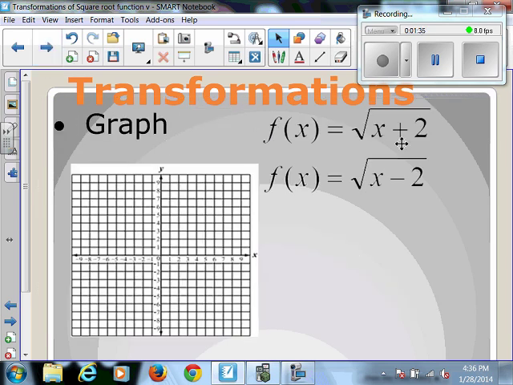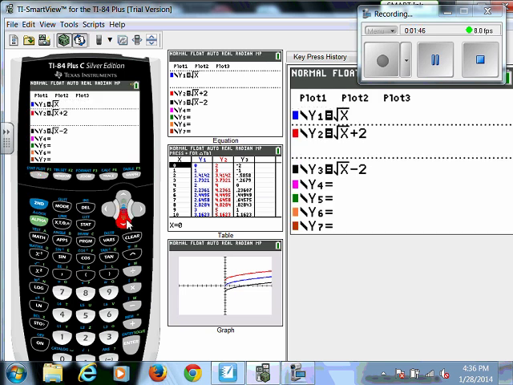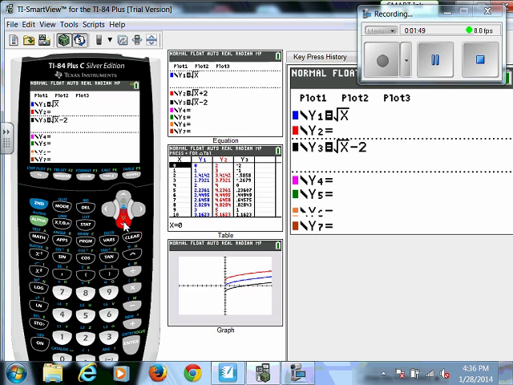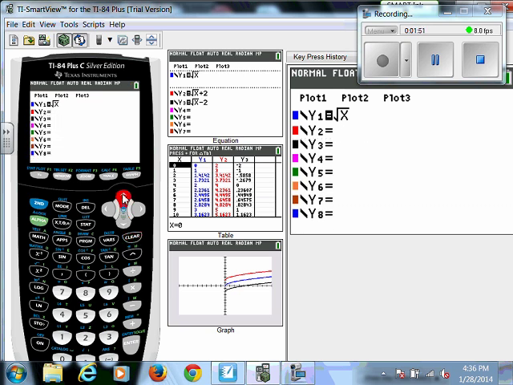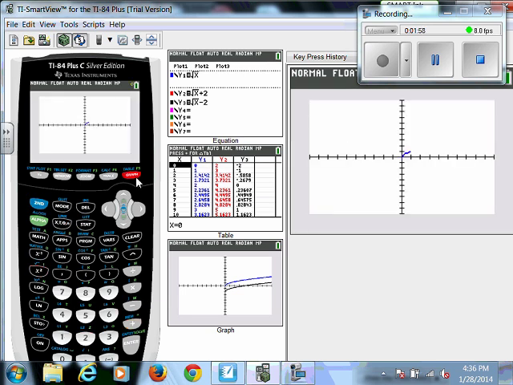Now let's look. We're going to put the plus or minus inside the square root. This is C. So let's go back to our calculator. Let's see what it does here. I'm going to do the +2 first. Now graph that. There's the parent graph. Here comes the next graph. Look, it shifted left 2 units. So we have a horizontal shift left 2 units.